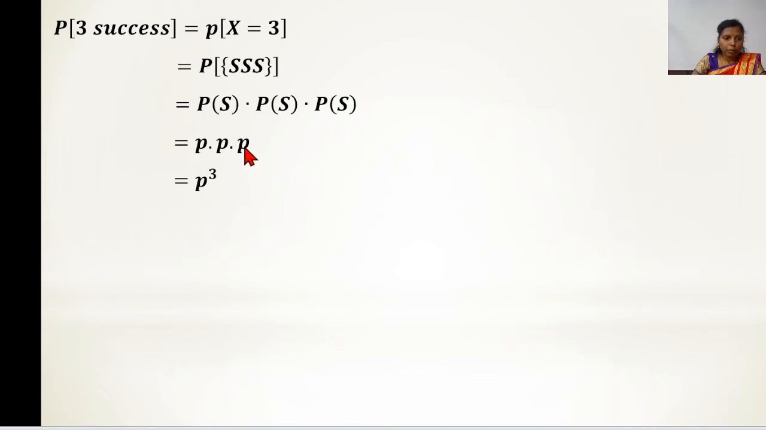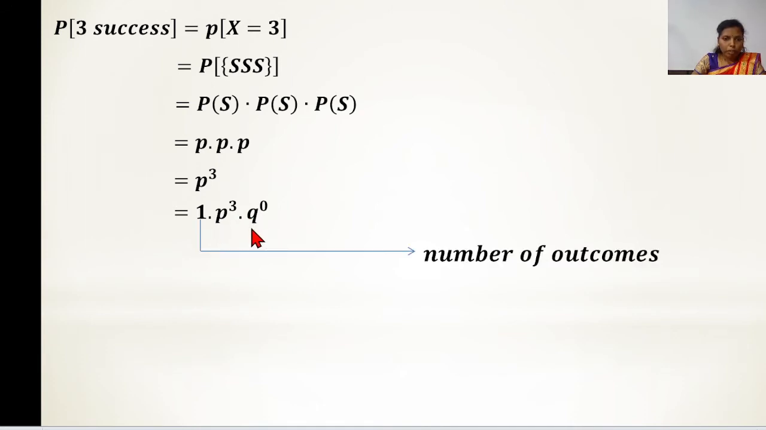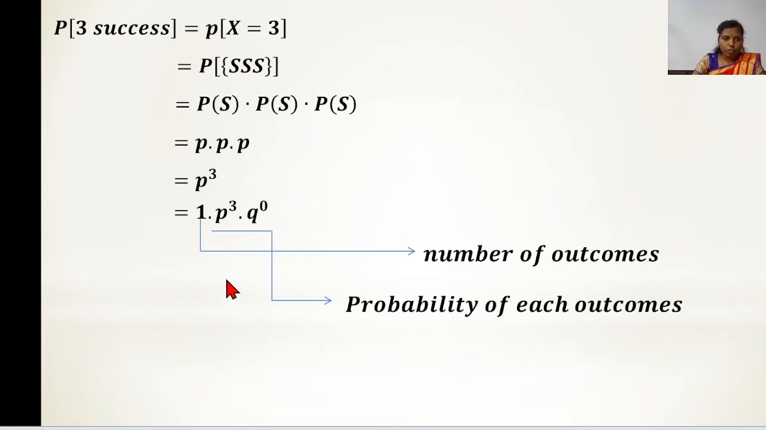Here we can write this P cube with its coefficient as 1 into P raised to 3 into Q raised to 0, where the value of Q raised to 0 is 1. Here 1 is the number of outcomes and P raised to 3 into Q raised to 0 is the probability of each outcome. Therefore, the probability of 3 successes can be written as P of x equal to 3, equal to 3C3 P raised to 3 into Q raised to 0.